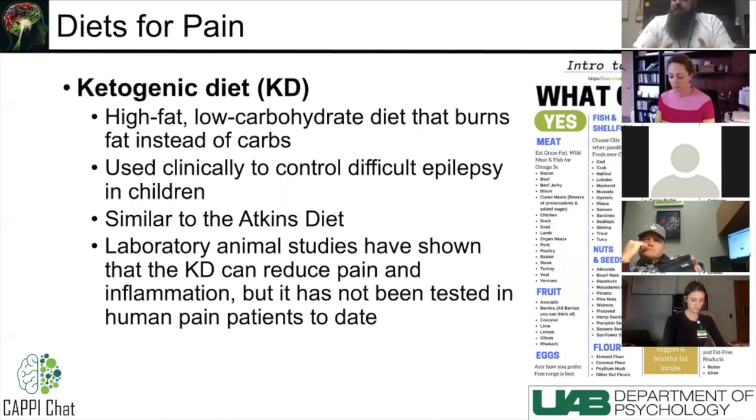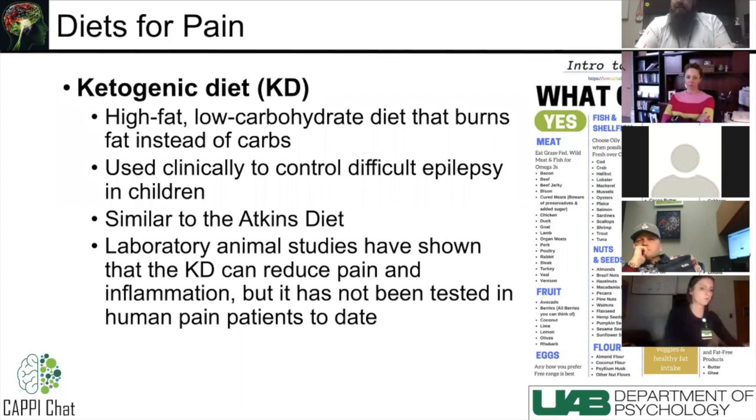Then, as we get to more specific diets, and I'm not expecting anyone to be able to read all the stuff on here, but as we get to the more specific, the ketogenic diet is one that a lot of people know a little bit about. This is a high fat diet that is very low in carbohydrates. And the purpose is to get your body into ketosis, where it starts burning fats for energy as opposed to carbohydrates. Now, this is very similar to an Atkins diet.